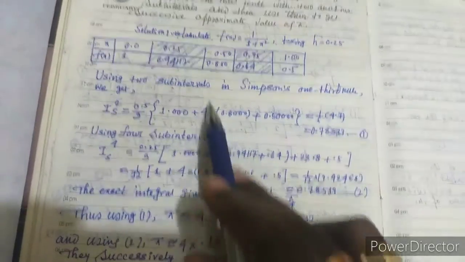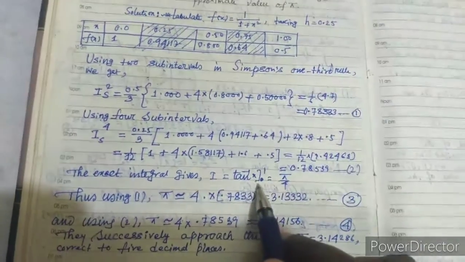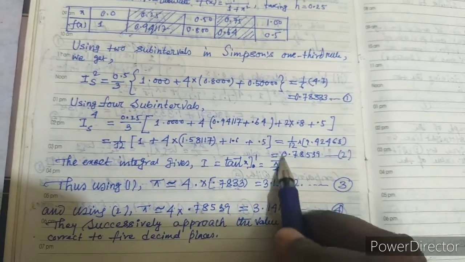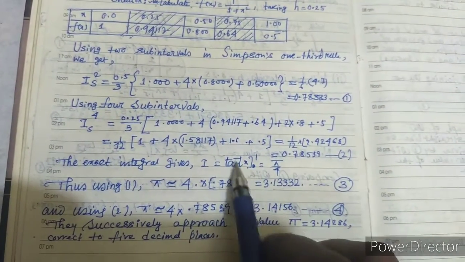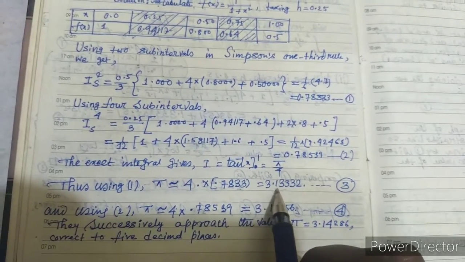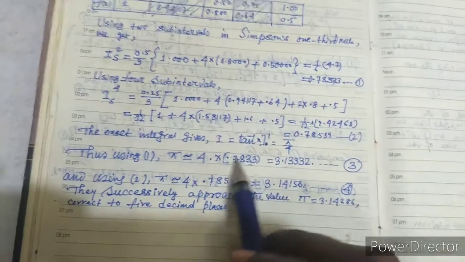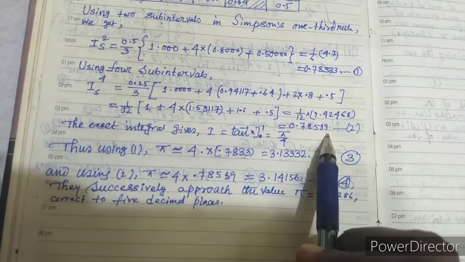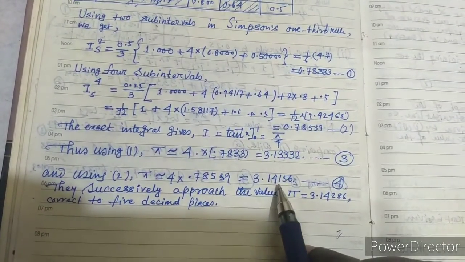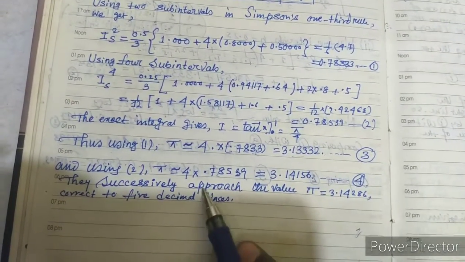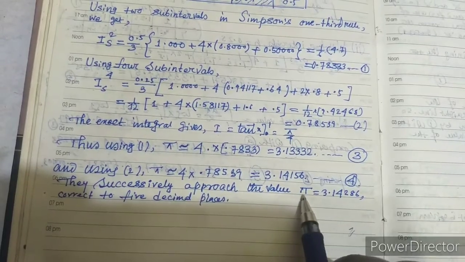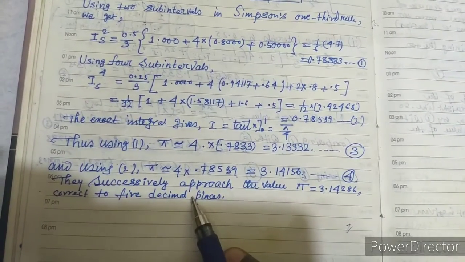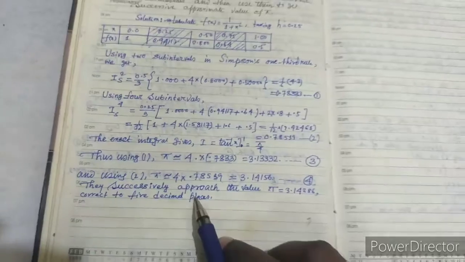Now the exact value: if we integrate this, it is tan inverse x from 0 to 1, which is pi by 4. For the 2 sub interval, pi by 4 is equal to this value, so multiplying by 4 we get 3.13332. If we use the 4 sub interval, pi by 4 is equal to 0.785539, and multiplying by 4 we get 3.14156. The successive approximate value of pi is 3.14159, correct to 5 decimals. Okay, so this is the answer for all of you.